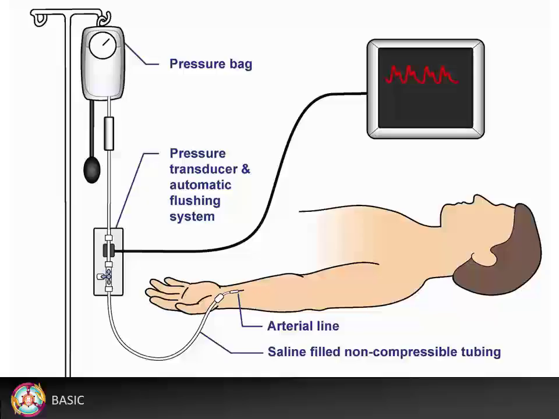The system consists of an arterial line connected by saline-filled non-compressible tubing to a pressure transducer. This converts pressure waveforms into an electrical signal, which is displayed on the bedside monitor. The pressure is measured relative to the position of the transducer, which should be kept at the level of the heart. The transducer should also be connected to pressurized saline, at 300 millimeters of mercury, which is also used to flush the line. The transducer is usually combined with an automatic flushing system, which flushes the line at the rate of 3 mL per hour.